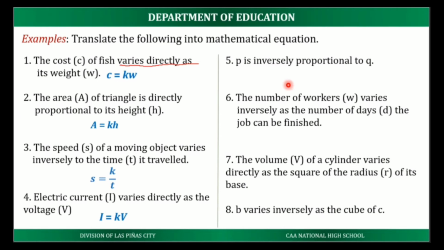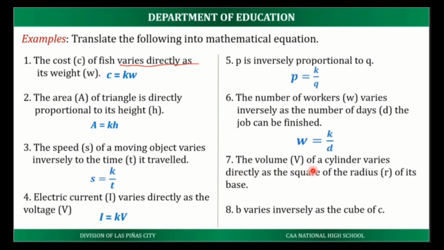So, what is the mathematical equation of this statement? So, we have P is equal to K over Q. Number 6. The number of workers, W, varies inversely as the number of days, letter D, the job can be finished. So the key phrase is varies inversely. The first variable is W and then the second variable is D. So we have W is equal to K over D.